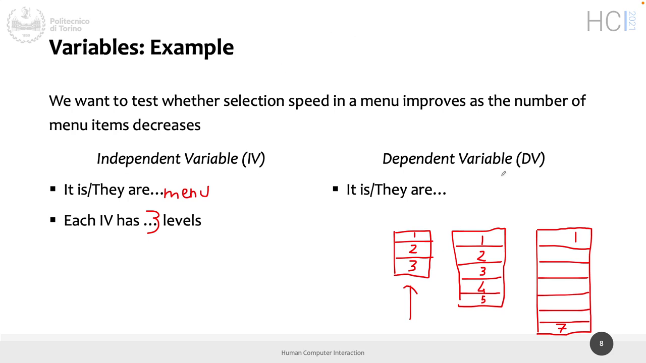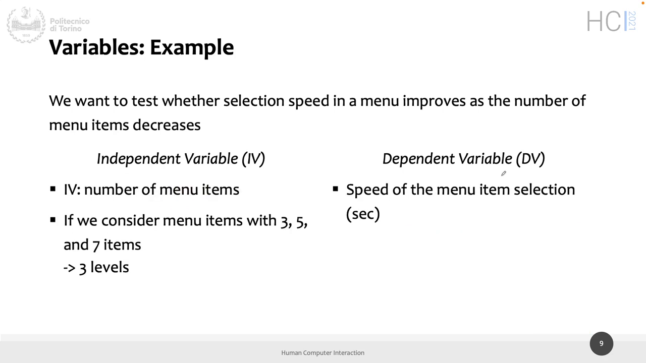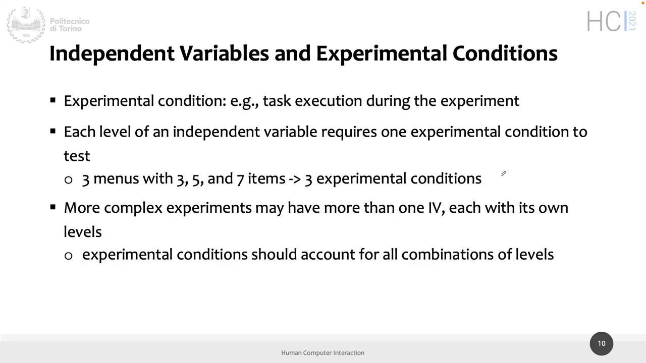Here, the dependent variable is our selection speed that we can count in seconds, yeah, let's say seconds, because it's the person that's going to click, so probably seconds. Okay, and these are actually the same thing that we just wrote. So the independent variable is the number of menu items that we have, so the change in the menu, and we consider menus with 3, 5, and 7 items, so we have 3 levels. The dependent variable is the speed of the menu item selection counted in seconds. Hopefully, seconds is good enough. Okay, so this is the independent and dependent variable.